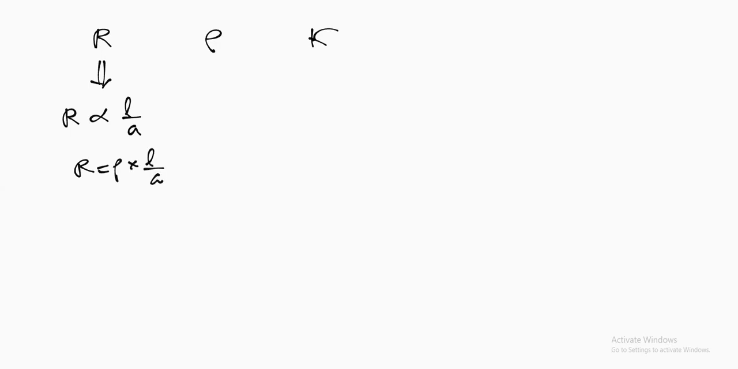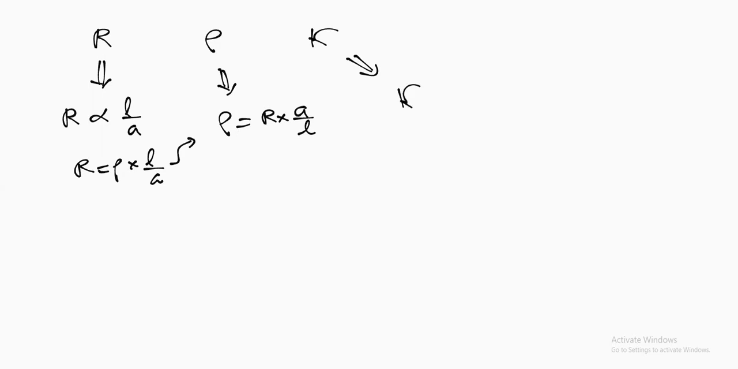So listen, students, so far I have introduced 3 terms, R, rho and kappa. What is R? R is called resistance. The relation for R is directly proportional to L by A, or R is equal to rho into L by A. I gave this formula. And what is rho? Rho is called specific resistance, also called resistivity. Rho can be obtained by rearranging this expression. So rho is equal to R into A by L. And what is kappa?